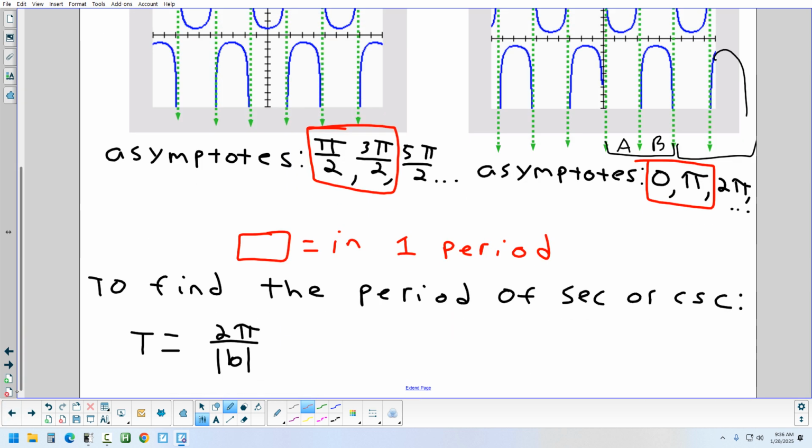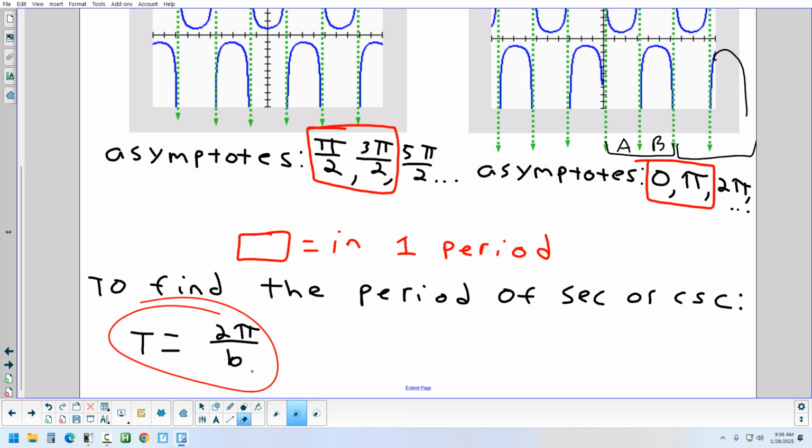I don't know if I had scrolled down enough for you to see this earlier. I think I mentioned that the formula to find the period length is the original cycle divided by b, and tangent and cotangent are the only two that have a cycle of pi. Secant, cosecant, sine, and cosine are all 2 pi. And if b was ever negative, that's why sometimes you'll see absolute values around the b, because the period is a measurement of length. You wouldn't have a negative period.